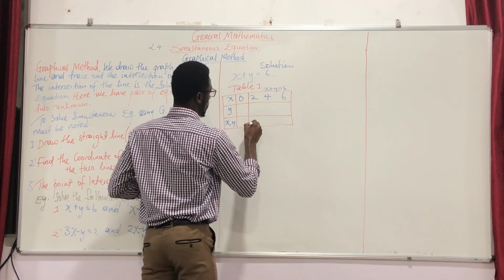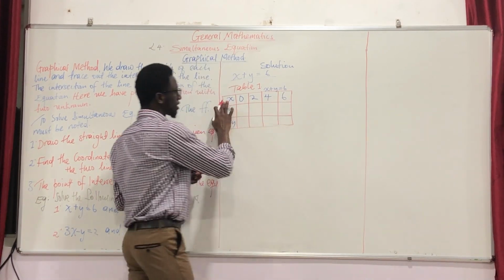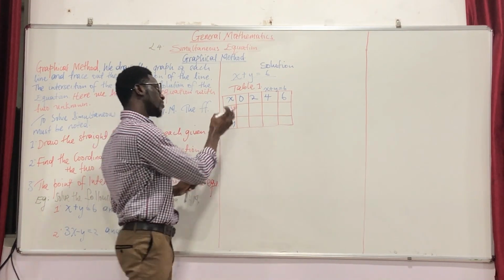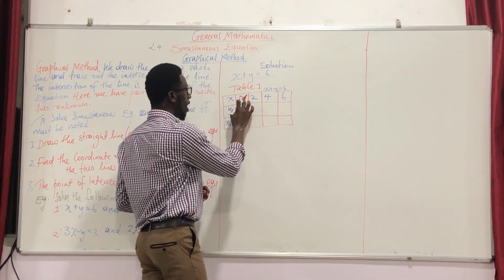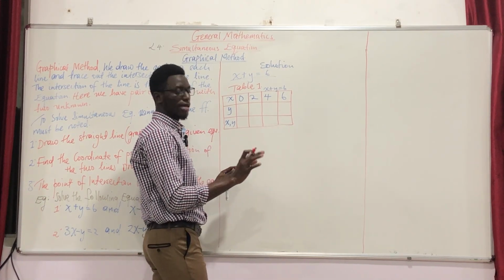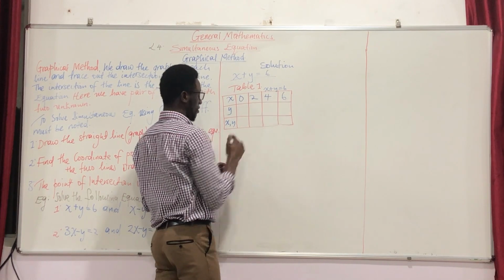So here we let x be 0, 2, 4, and 6. You can take any number. You can say let x be 1, 2, 3, and 4. You can let any number, okay? So here we let x be 0, 2, 4, and 6.